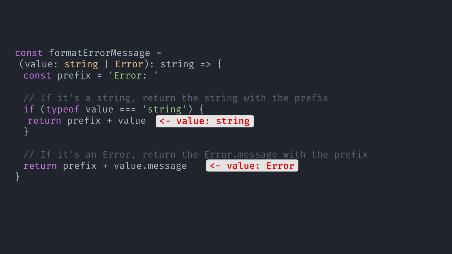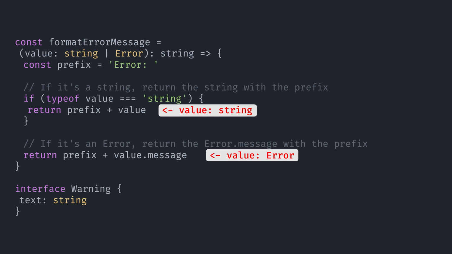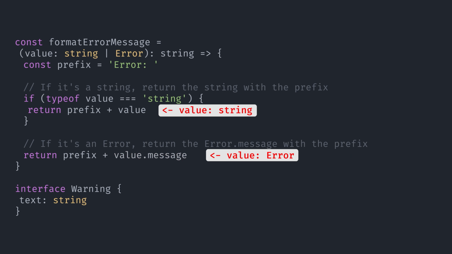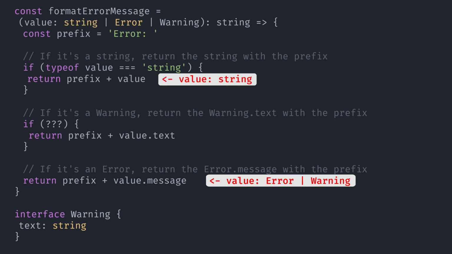Sometimes we're not so lucky. For example, let's add a new type to our function, a custom interface called warning. Now our code is broken. Before, our value variable could only be an error instance after the if statement, but now it can be an error or a warning, and the message property does not exist in a warning. The typeof operator won't help us here, because typeof value would be object for both cases.